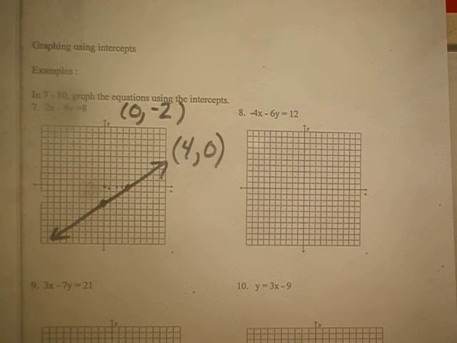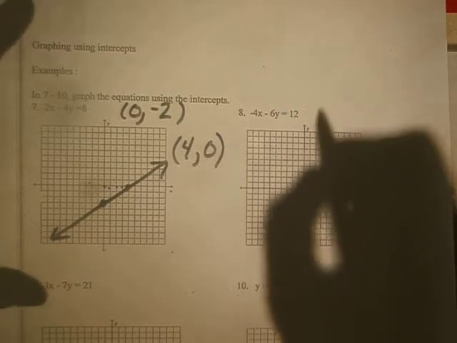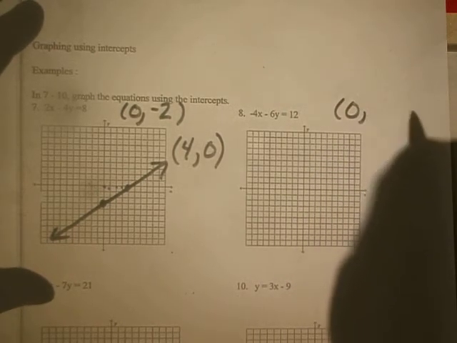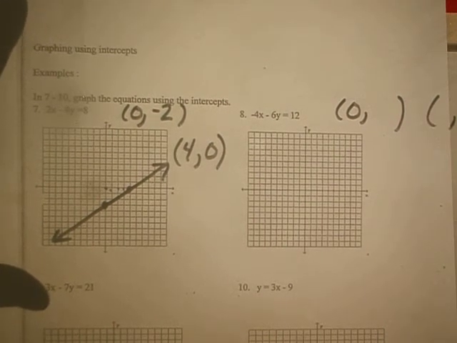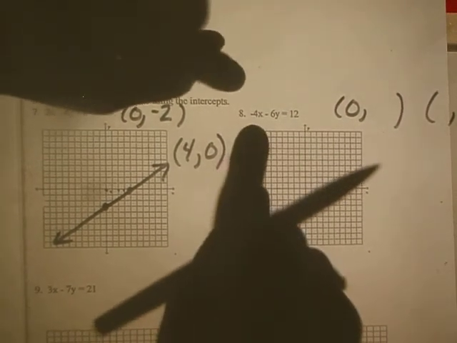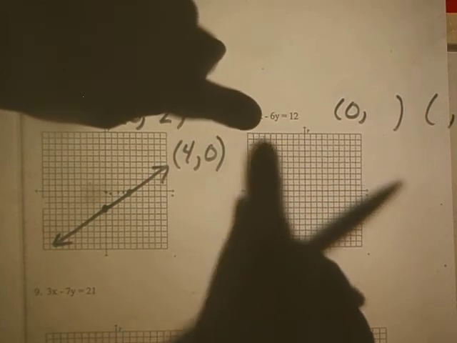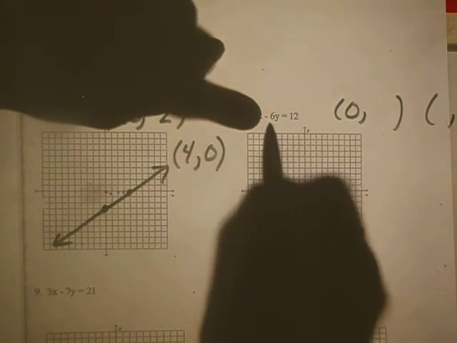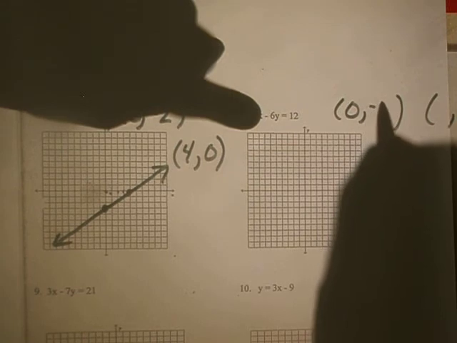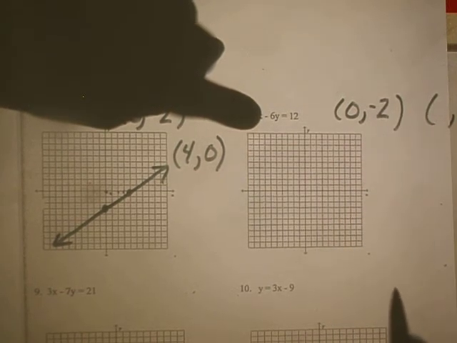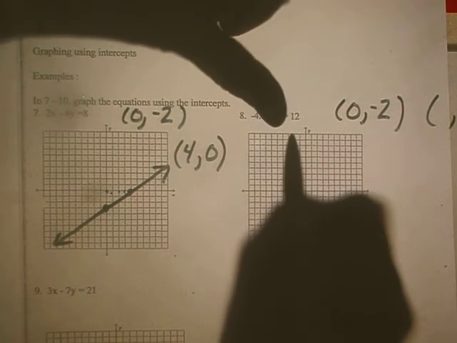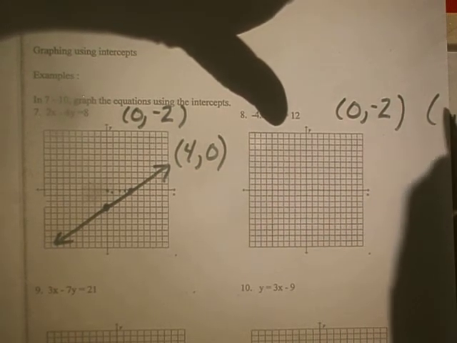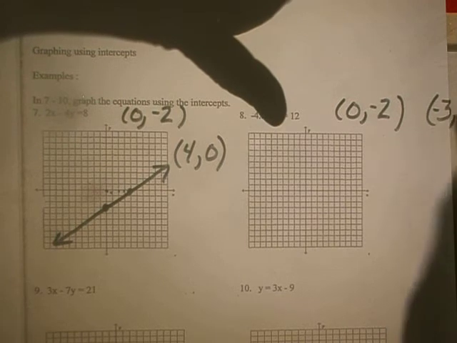Number 8, we have -4x minus 6y equals 12. We let x equal 0 and figure out our y. Let y be 0 and figure out our x. If x is 0, that cancels out. 12 divided by -6 is -2. If your y is 0, this one covers up. 12 divided by -4 is -3.